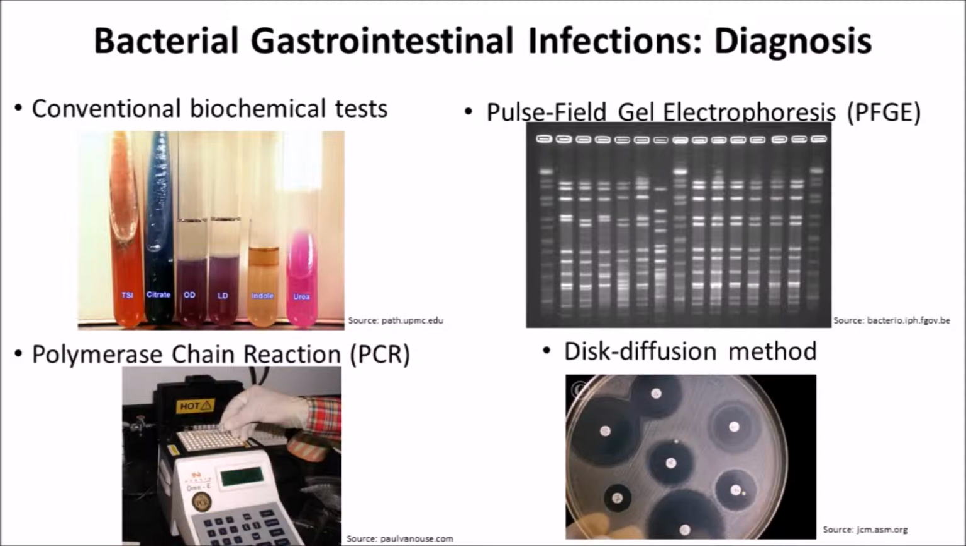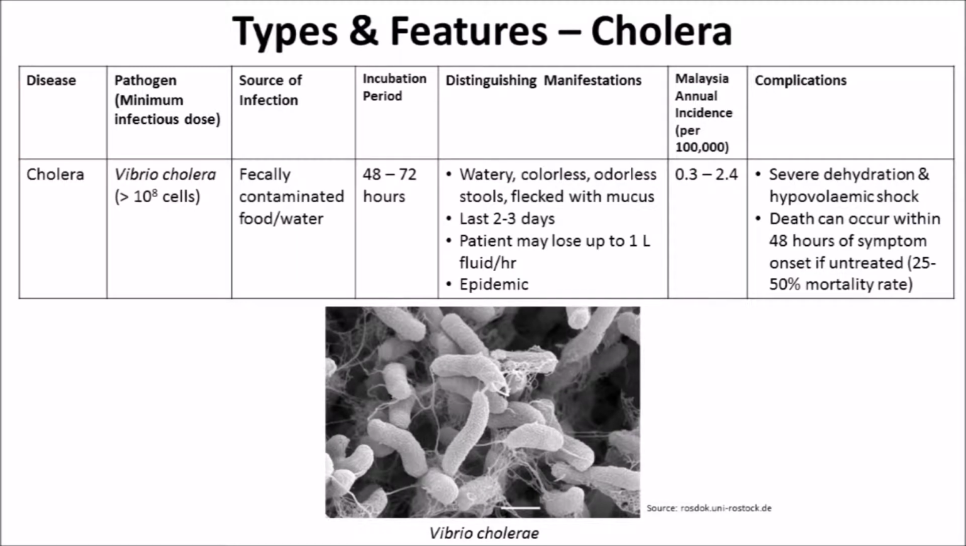This is important, as there are cases of the same strain of bacterial outbreak that occur in different years, but the same bacteria has since evolved to develop characteristics of antibiotic resistance. One of the most discussed bacterial gastrointestinal infections is cholera, caused by the bacteria Vibrio cholerae.